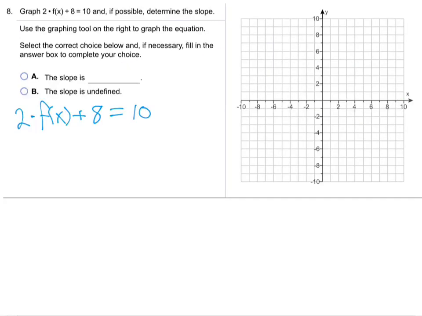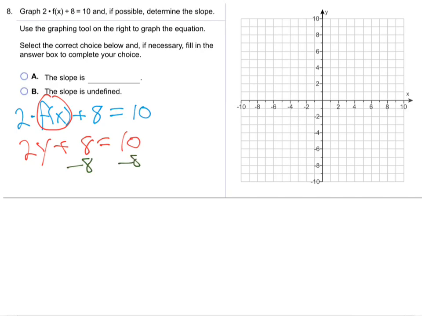So 2 times f of x plus 8 equals 10. So they want me to graph it. Now, what do we do with f of x? Remember, the whole f of x becomes y. So if you need to, there'd be another thing to put on your 3x5 card. Perhaps. So now what do we do to graph it from there? What do we always do for graphing? Get y alone. So go ahead and do that. Okay, so solve for y.